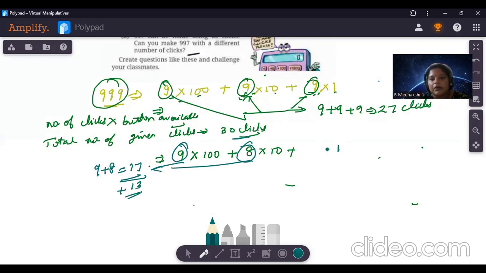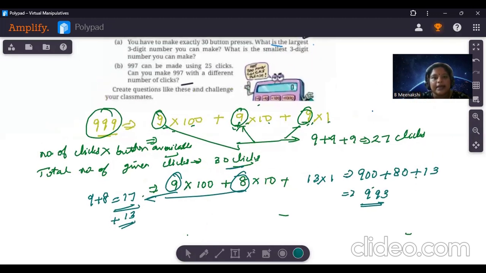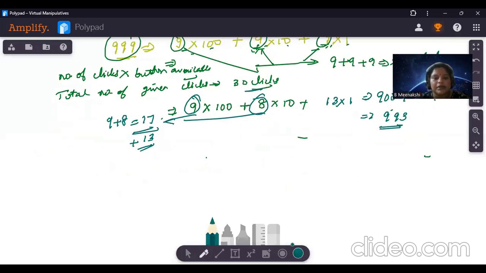So we can press 1 thirteen times, because we're going 100, 10 and 1, in decreasing order. So this will be 900 plus 80 plus 13. So it is 993. So what you can conclude from this? 993 is the largest three-digit number.